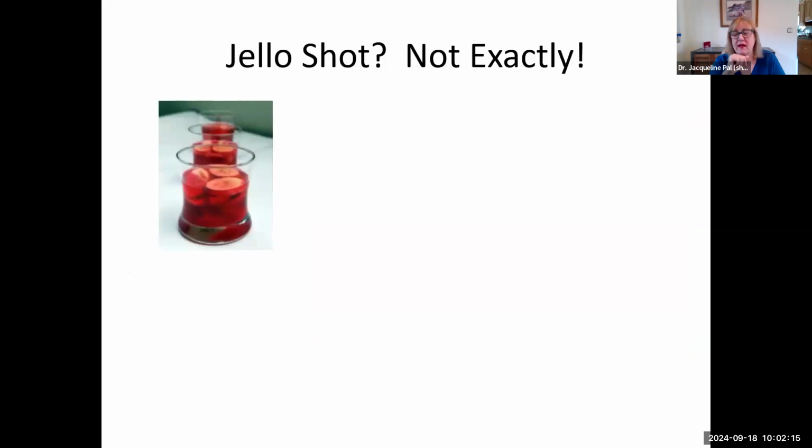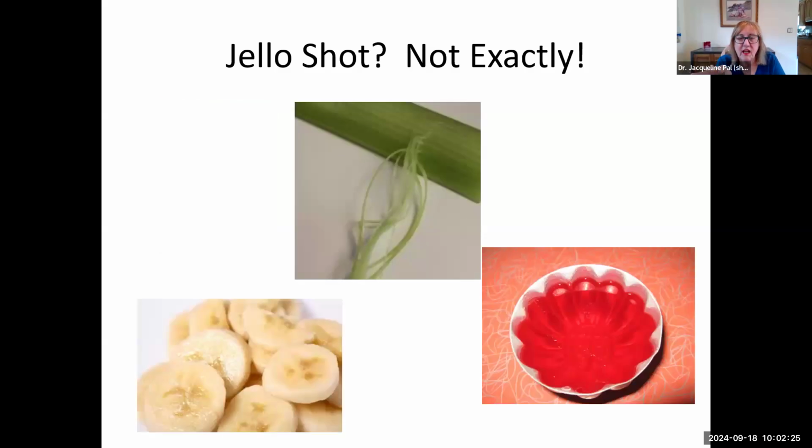Okay, so let's stop and think for a second. Look at this little jello shot thing. Okay. You've got jello, you've got pieces of celery, and you've got pieces of banana. So that is connective tissue. Which part is what part of the connective tissue? Can you figure that out?